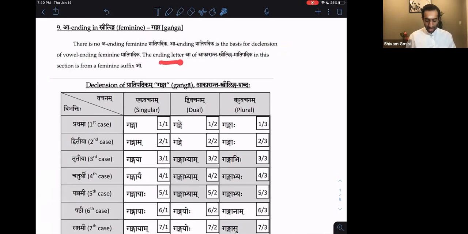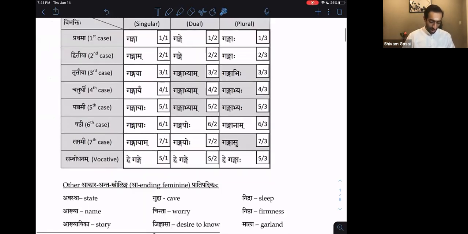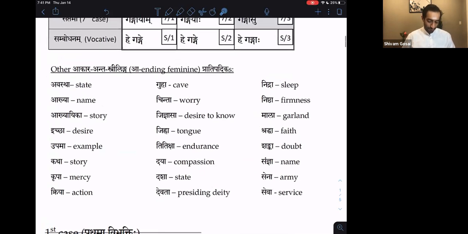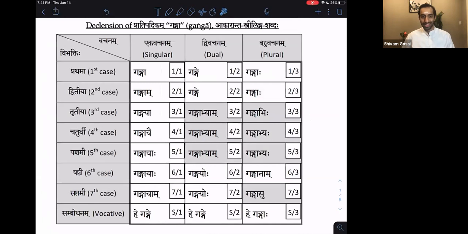Now this ending letter A, this is not really so important for us, but the ending letter A in this section actually comes from a feminine suffix of A. So all of these words, technically, before they were formed, a feminine suffix A was added to them. There's the suffix A that gets added to every single A ending word. Now, we're not forming these words, so that's not as important. We're just going to see them as they are.